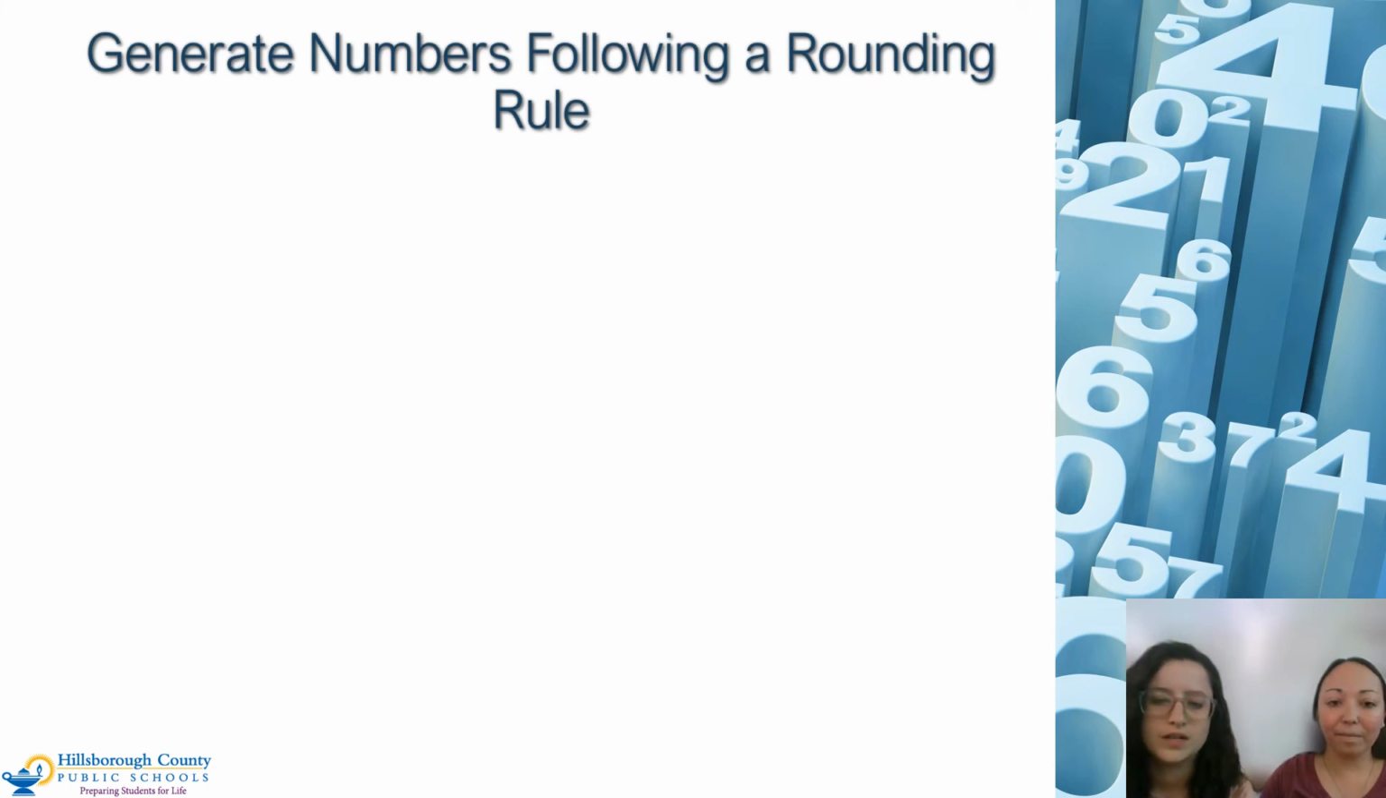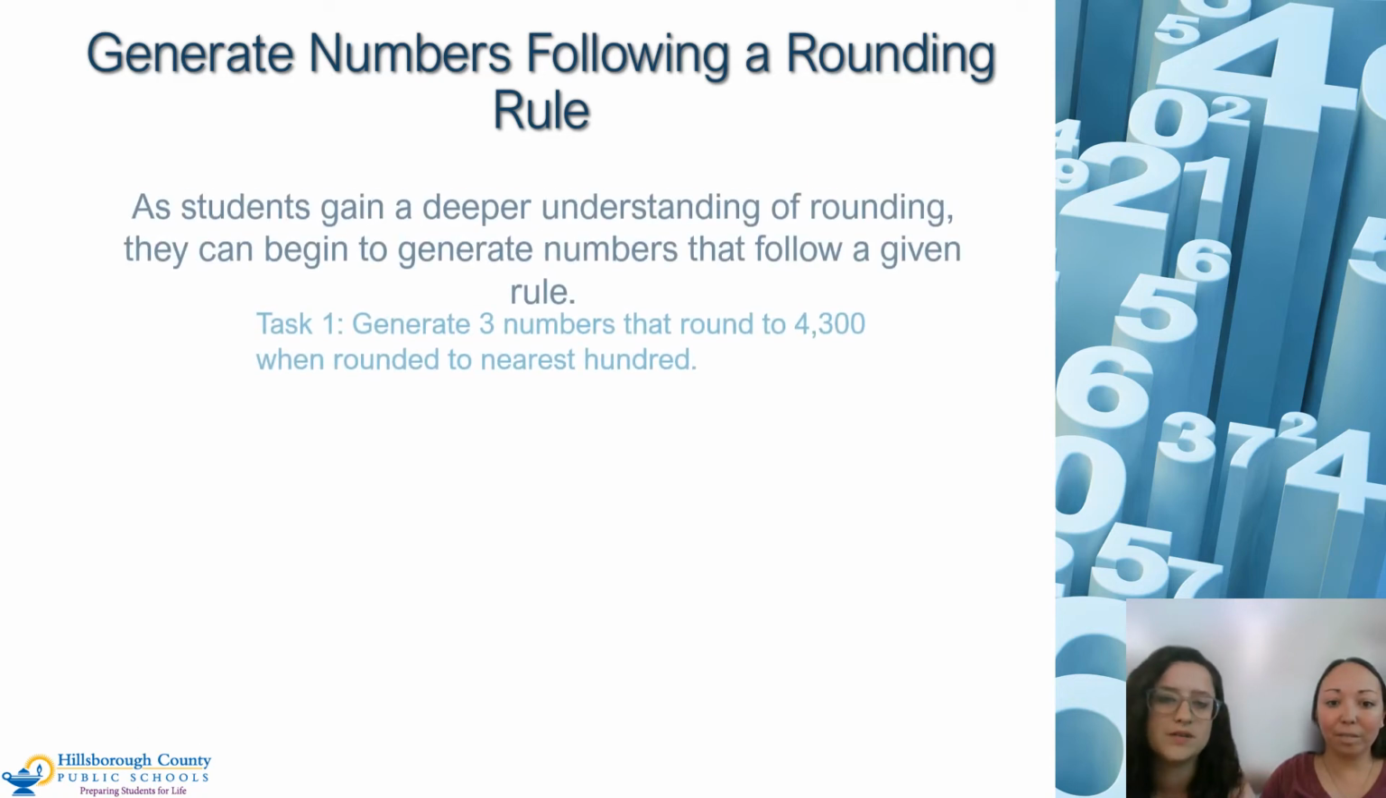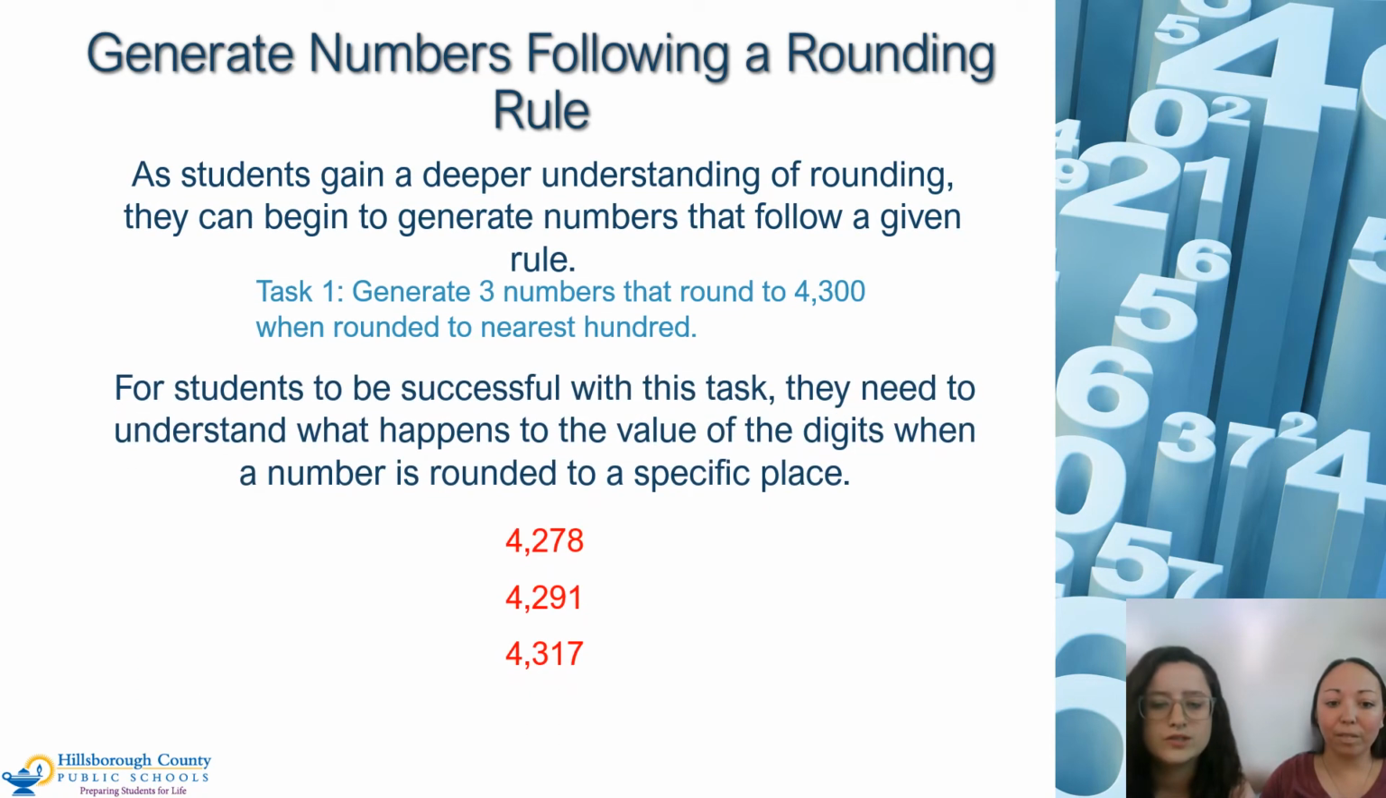As students really develop a deep understanding of rounding, they can start to generate numbers that follow a specific rounding rule. In order for students to be successful with this task, they have to understand what happens to the value of the digits when numbers are rounded to specific places. So you can see on the screen in task number 1, the task was to generate 3 numbers that round to 4,300 when rounded to the nearest hundred.